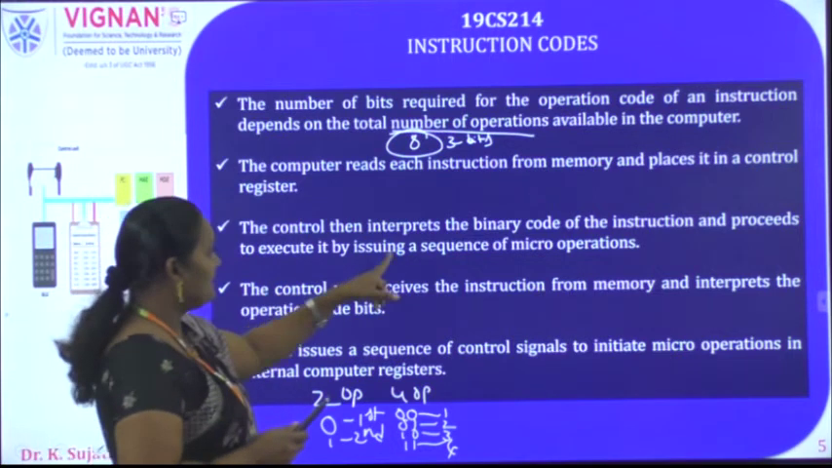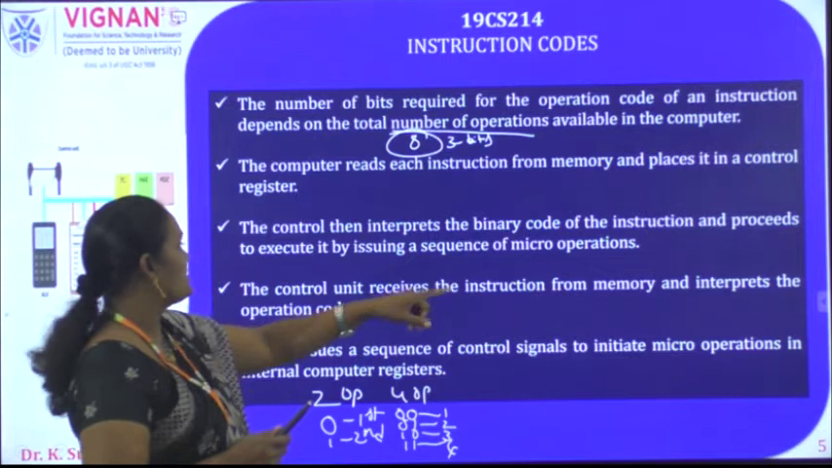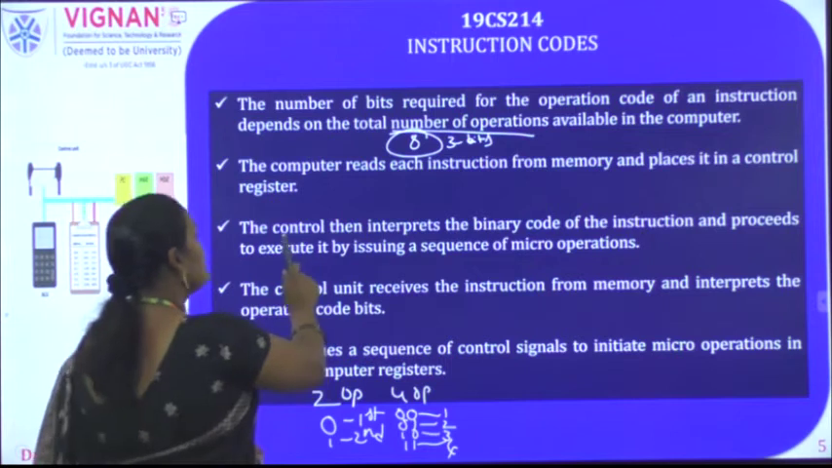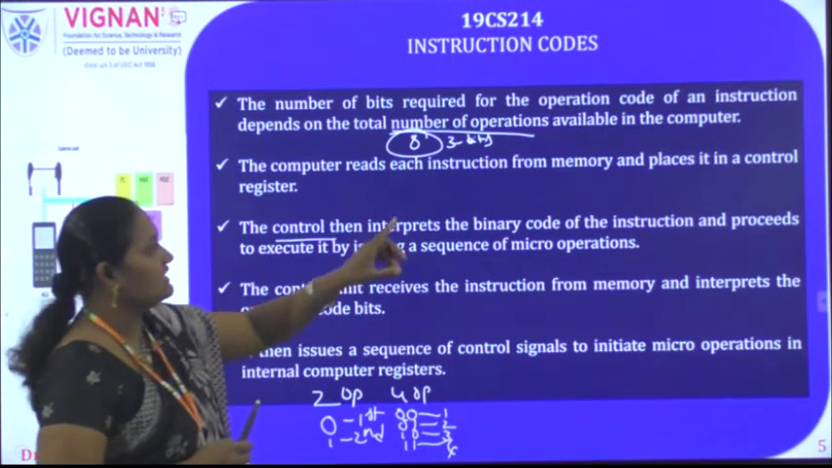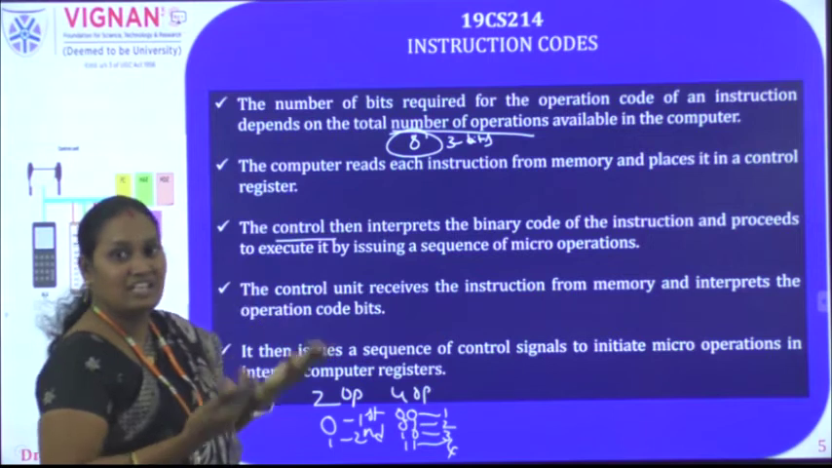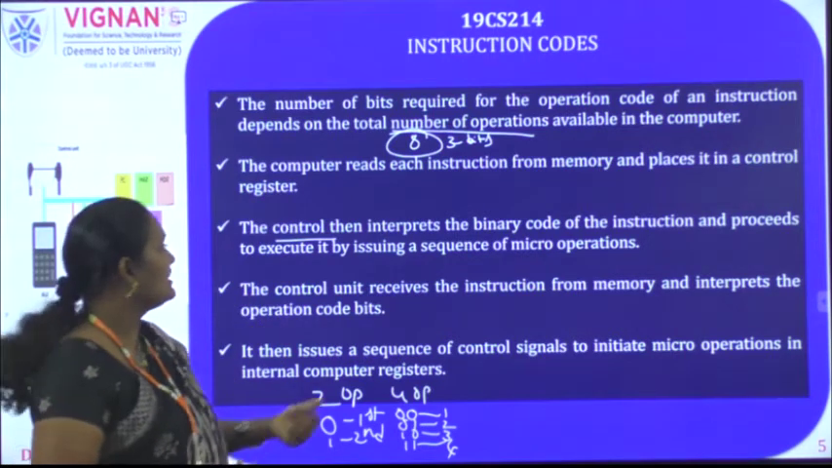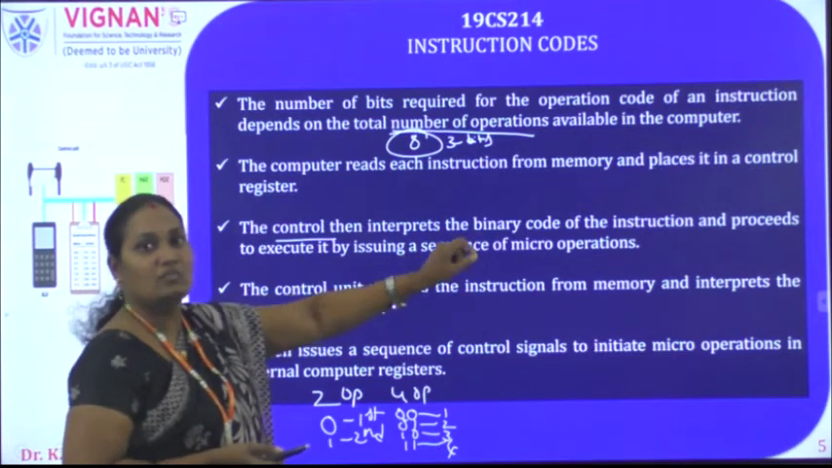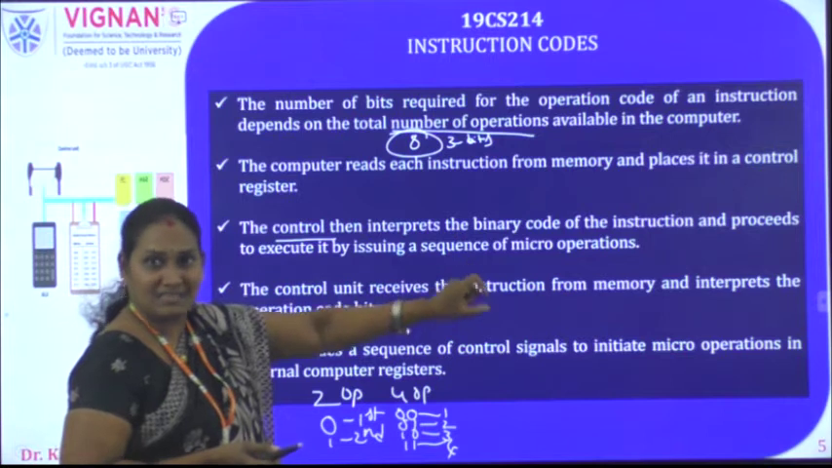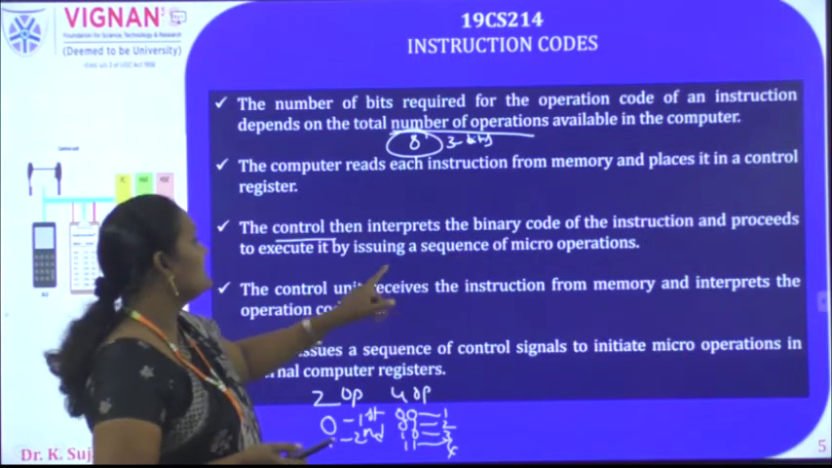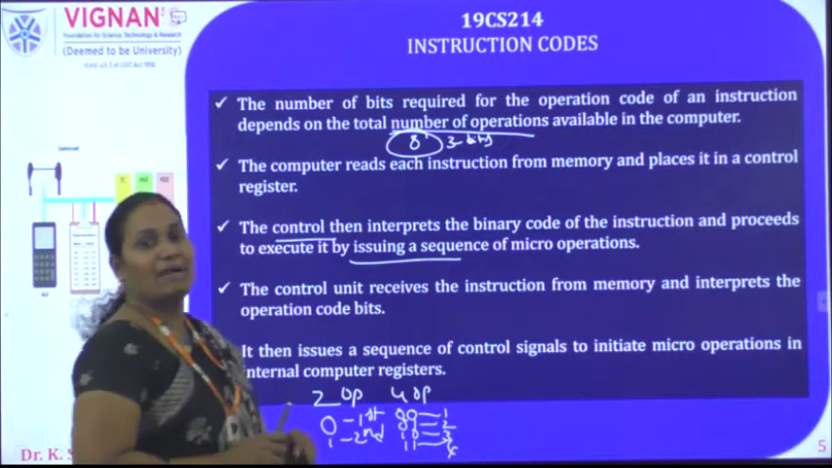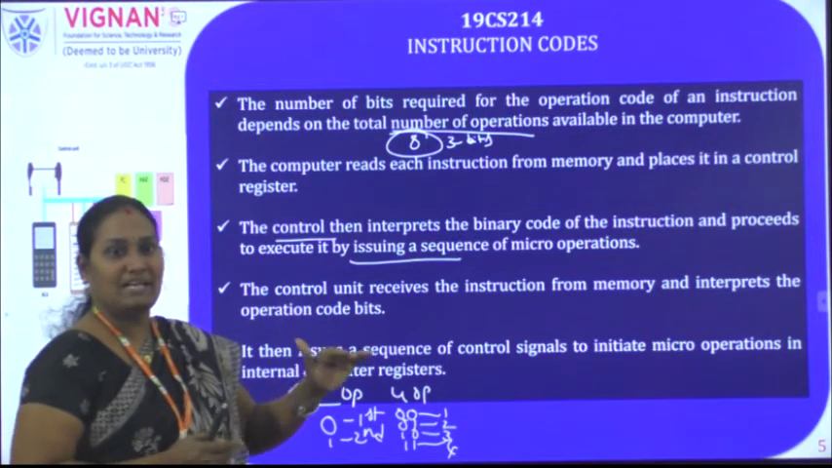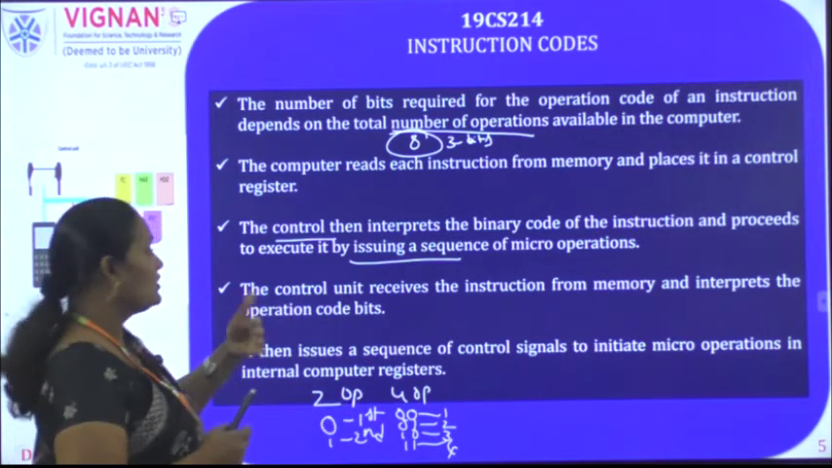The control then interprets the binary code of the instruction and proceeds to execute it by issuing a sequence of micro operations. Whatever instruction we placed in the control register is decoded by the control unit. After decoding, it identifies the operation represented in that instruction. Based on that operation, it issues a sequence of micro operations, that is, the micro operations that should be done to complete the execution of that particular instruction.